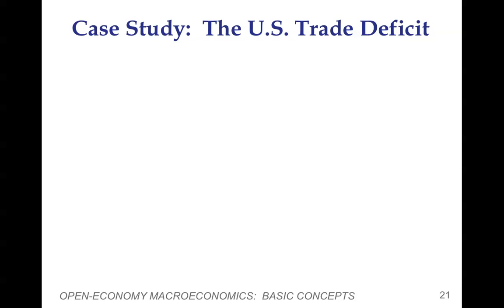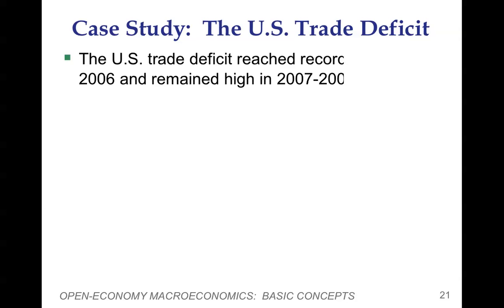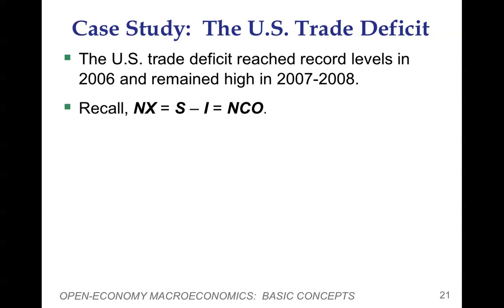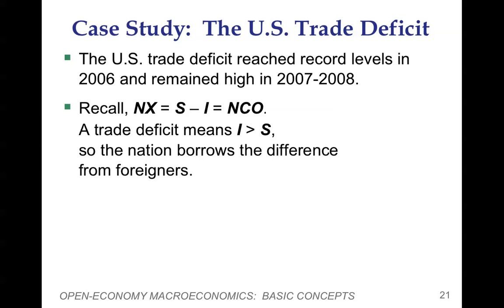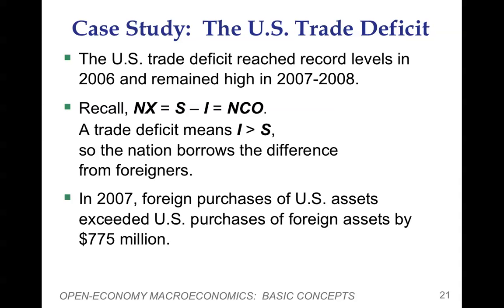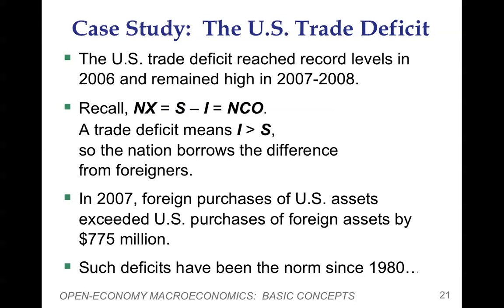Okay, speaking of which, the case study: the U.S. trade deficit. The U.S. trade deficit reached record levels in 2006 and remained high in 2007-08. Recall that NX is equal to savings minus investment, which is equal to net capital outflow. A trade deficit means that investment is greater than savings, so the nation borrows the difference from foreigners. And in 2007, foreign purchases of U.S. assets exceeded U.S. purchases of foreign assets by $775 million. Such deficits have been the norm since 1980.